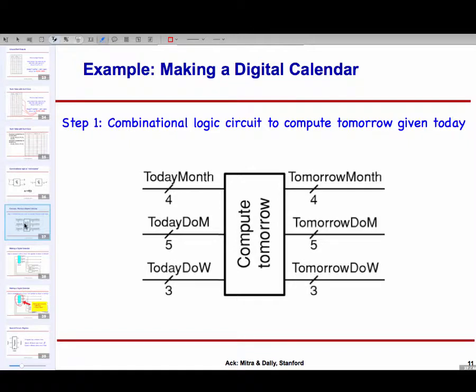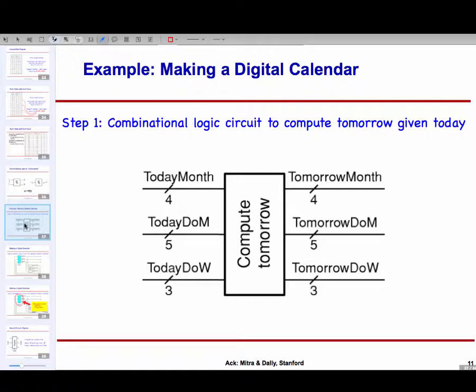Let's take different examples. Let's say I want to make a digital calendar, the kind of thing that you might find in your nightstand clocks. Somewhere deep inside them, there might be such a circuit. What this seeks to do is the following. It takes today and produces a digital representation of tomorrow. So sometime at midnight, it has to change the representation on the display of what the date is.